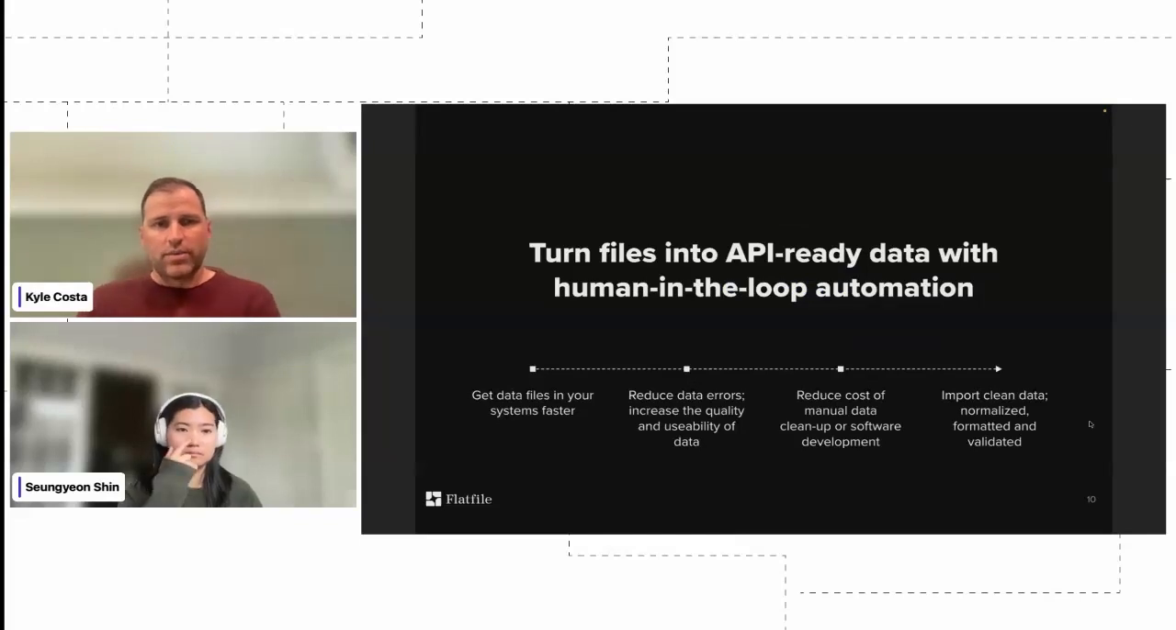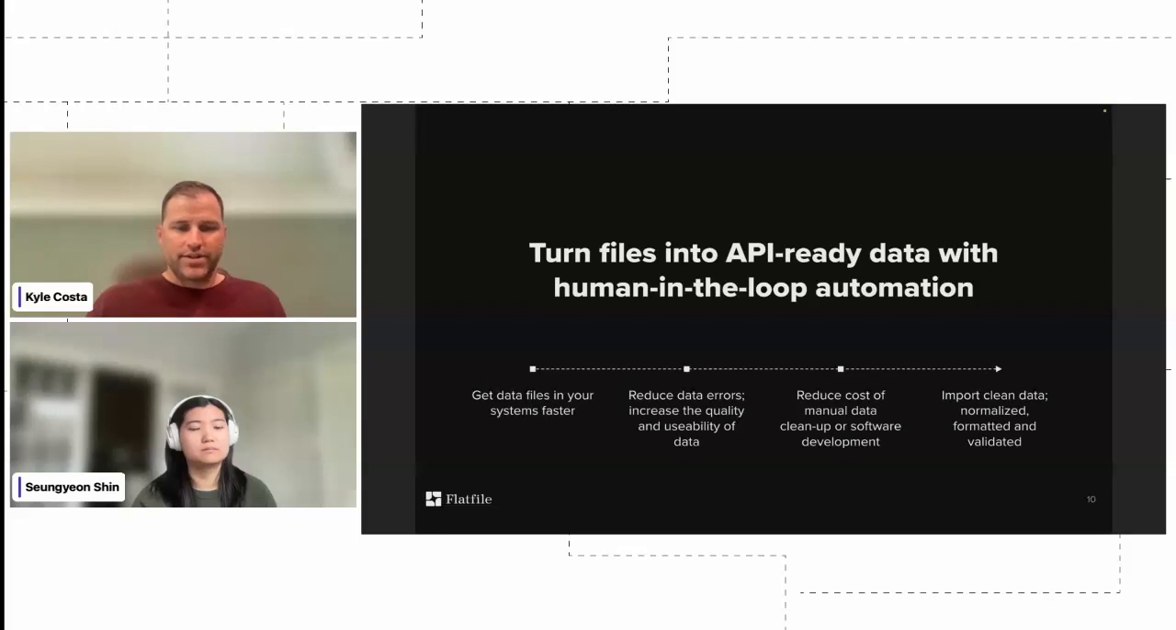To expand on that a little further, we help turn files into API-ready data with what we call human-in-the-loop automation. And the value of this for your organization is that you're going to be able to get your data files into your system faster. You're going to be able to reduce the number of data errors. You're going to be able to drastically reduce the cost of manual data cleanup and/or the software development that you're throwing at this today. And then finally, you'll be able to import clean, normalized, and validated data.